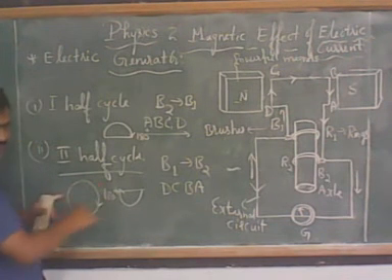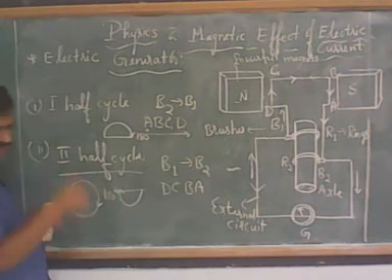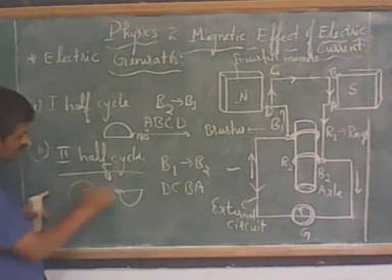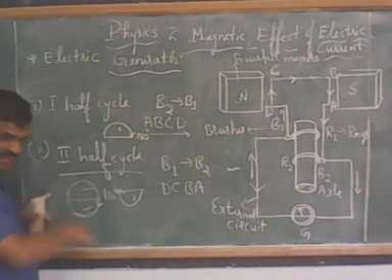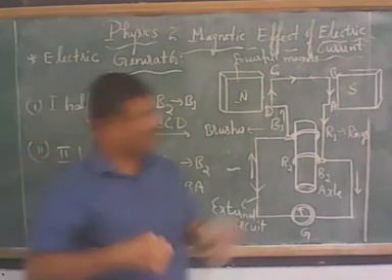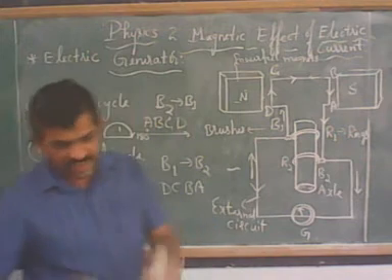Complete one cycle. So first half cycle here, second half cycle here. If you combine first and second, it's a complete one cycle. The rectangular coil is moving about 360 degrees.